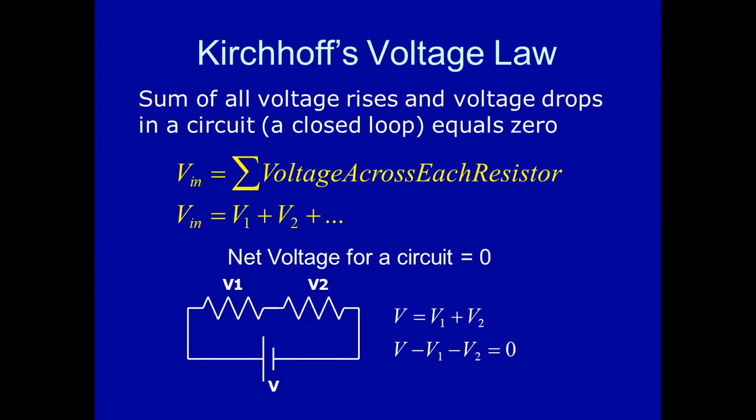The sum of all voltage rises and voltage drops in a circuit, when the circuit is in a closed loop, is equal to 0. So your V in is equal to the summation of voltages across each resistor, or V in is equal to the voltage here plus the voltage here, and so on.